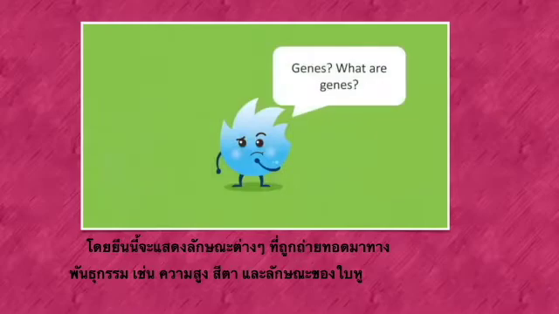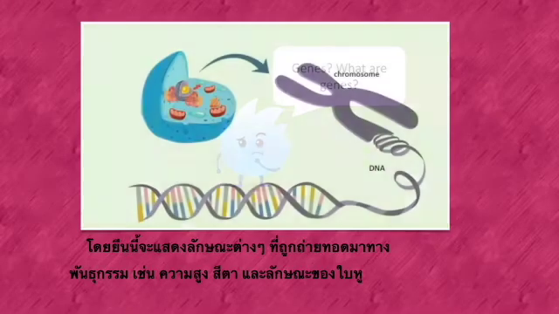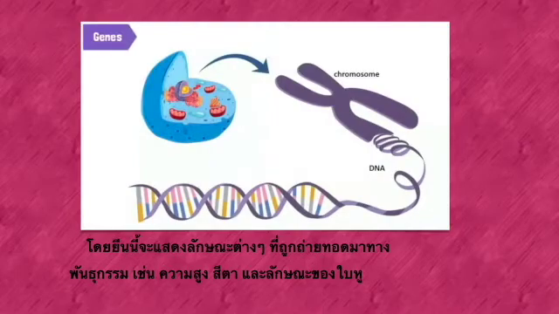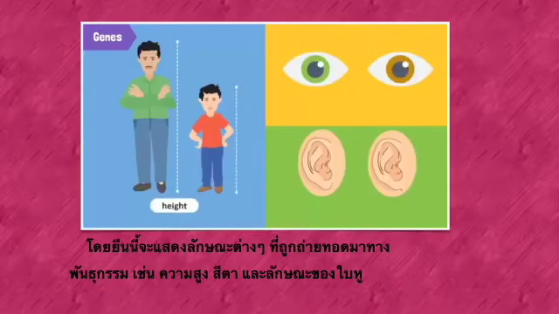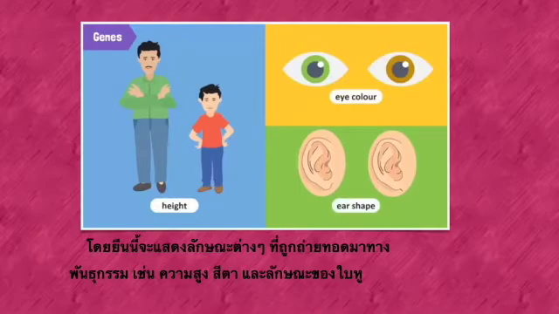Genes? What are genes? Genes are the basic units of heredity located on chromosomes. They are short sections of DNA responsible for the transmission of characteristics from parents to offspring. Every hereditary characteristic in an organism, for example height, eye color, shape of the earlobe, is controlled by genes.